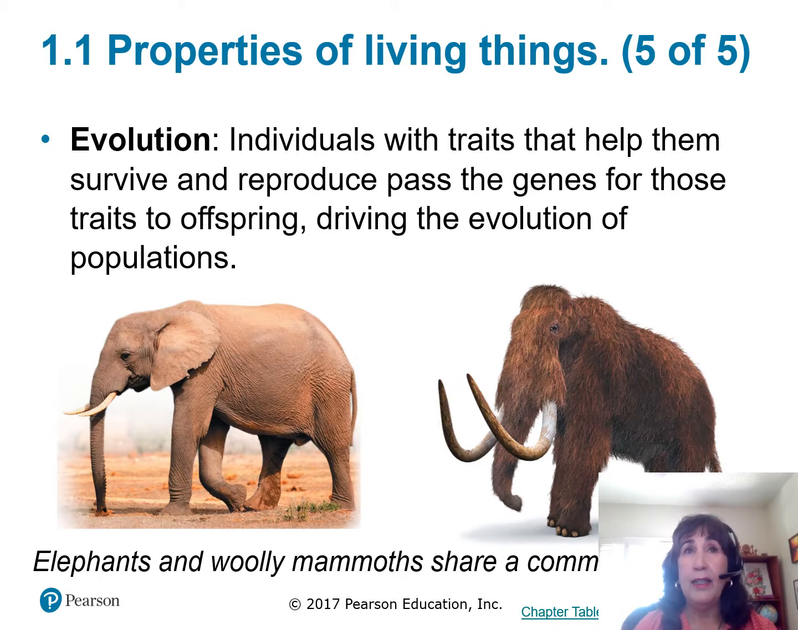Properties of living things, the last one is evolution. Individuals with traits that help them survive and reproduce and pass those genes and traits on to offspring are driving evolution of a population. And in this slide you can see a current everyday elephant, and on the right-hand side, you can see a woolly mammoth. So these are related, even though the mammoth is extinct. So over time, there have been changes. That's why when we see the elephant today, it doesn't look at all like the woolly mammoth, but you can still tell that they're related.